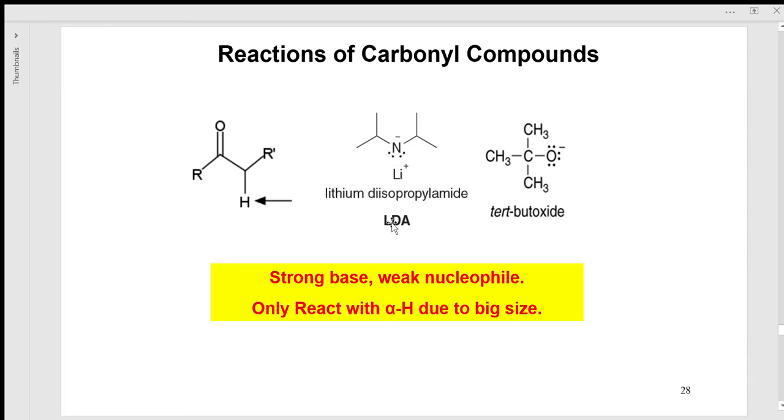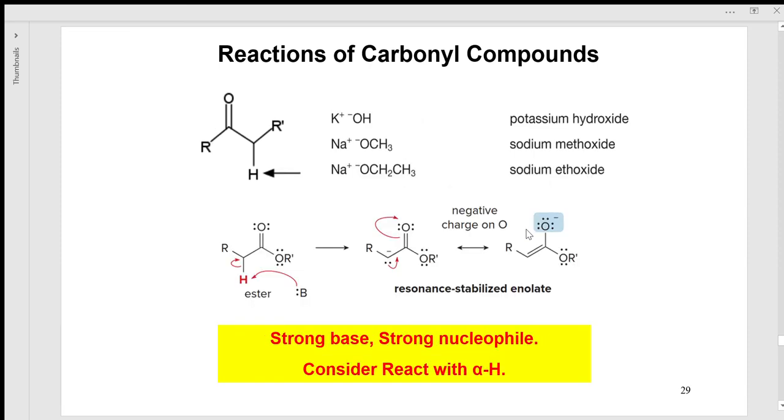These two bases, LDA, which is very popular, and tert-butoxide, are very strong bases, but very weak nucleophiles. They don't react with the carbonyl carbon because of their bulky size. They prefer to serve as a strong base, reacting with the acidic hydrogen to form a carbanion here. Whenever the carbanion forms, it's a very good nucleophile.